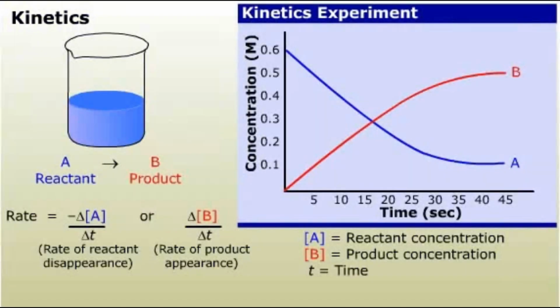We can determine a reaction speed by measuring the rate at which it occurs. When A is converted to B, the concentration of A decreases, and the concentration of B increases at the same rate.